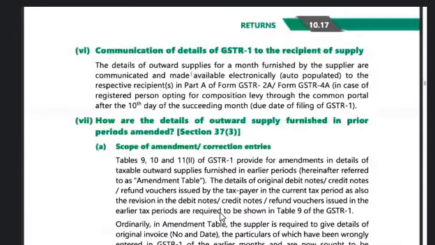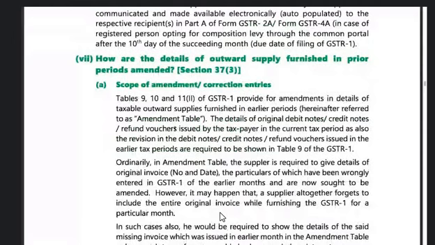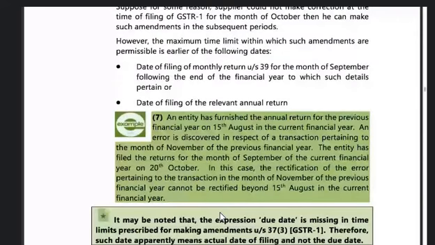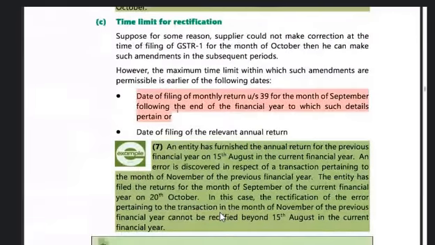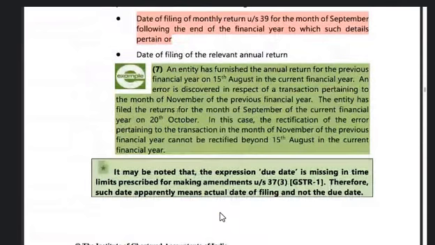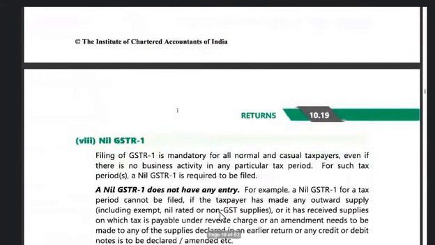So how are the details amended? We have an amendment option in the GSTR 1. Whatever amendment is there, you have to do all your amendments within the due date of filing the return under section 39 for the month of September following the end of the financial year to which such details pertain. So a nil return can also be filed.